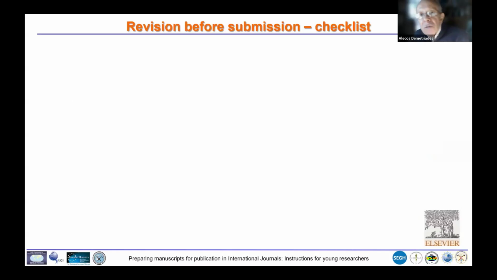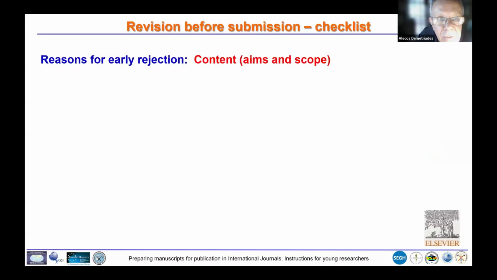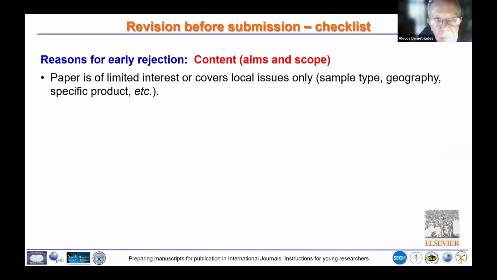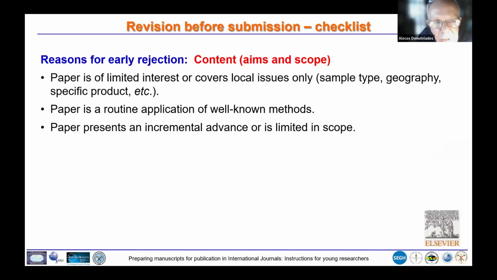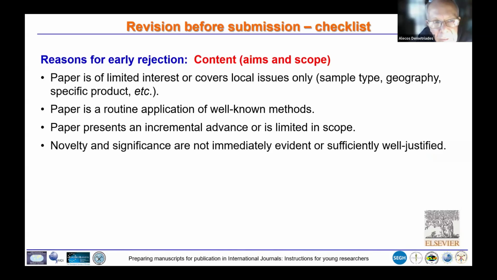Revision before submission checklist. Reasons for early rejection, content and aims and scope. Paper is of limited interest or covers local issues only: sample type, geography, specific product. Paper is a routine application of well-known methods. Paper presents an incremental advance or is limited in scope. Novelty and significance are not immediately evident or sufficiently well justified.